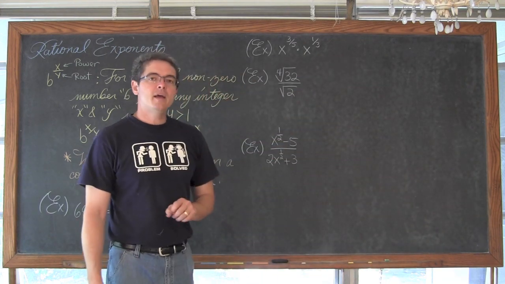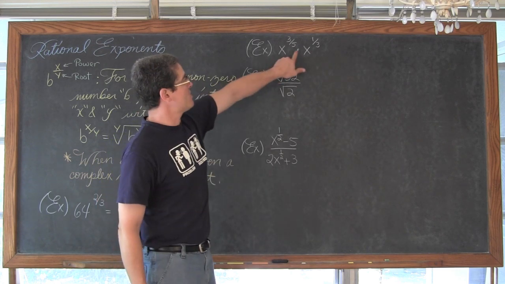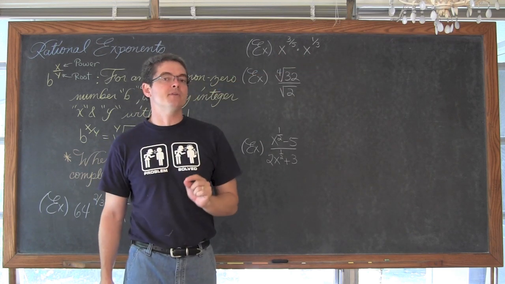Over here, we have just a little bit of algebra. We've got, when you multiply like bases, you're supposed to add those exponents.